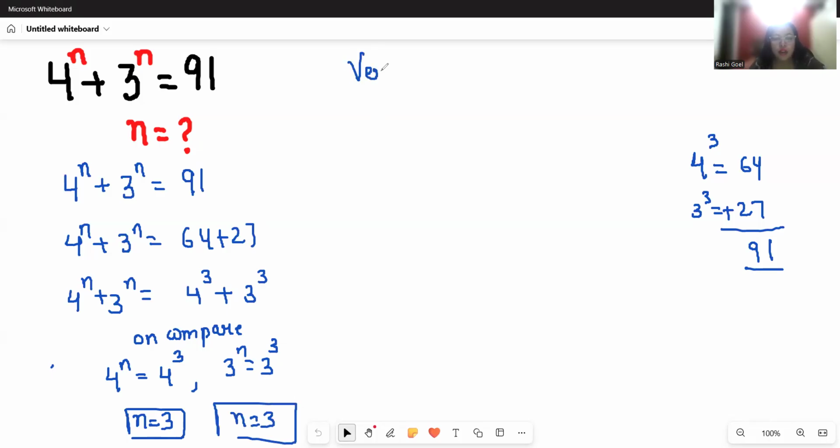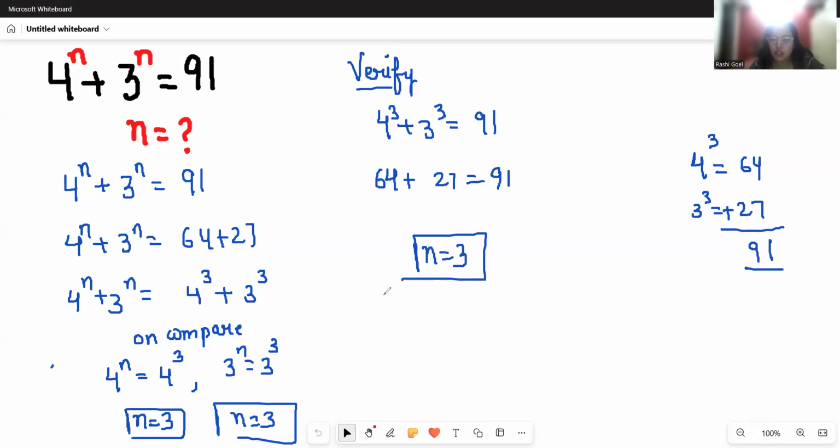Now let's verify if this is correct or not. So 4 power 3 plus 3 power 3 equals 91. So 4 cube is 64, 3 cube is 27. Yes, it equals 91. So n equals 3 is the verified solution.